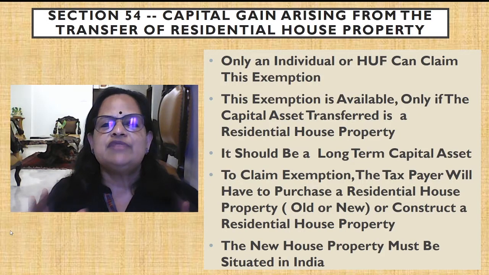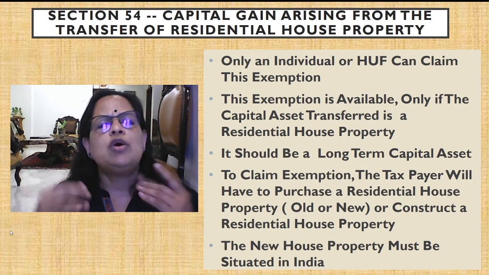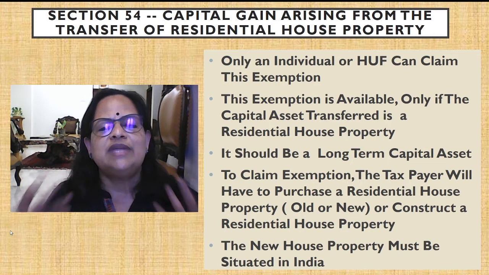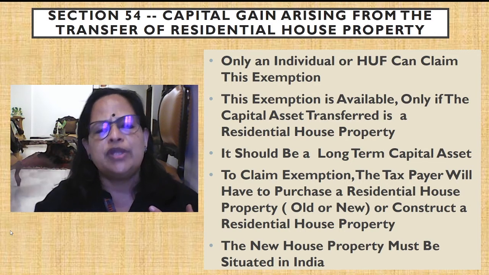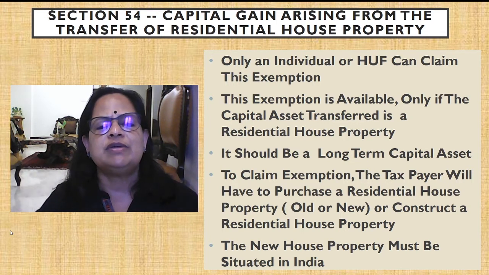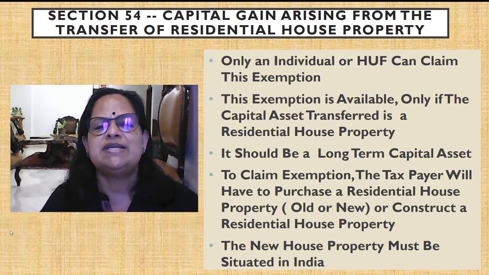include all adjustments possible. Section 54 is capital gain arising from the transfer of residential house property. This is quite possible in the case of any individual or HUF. They will buy a residential house property, and when they earn more income, they will sell that and go to a better house property. For self-occupation, they will always prefer to live in a better house. That is human mentality.